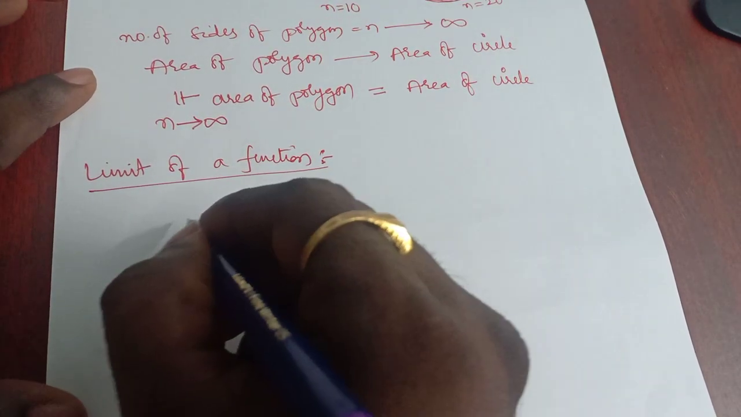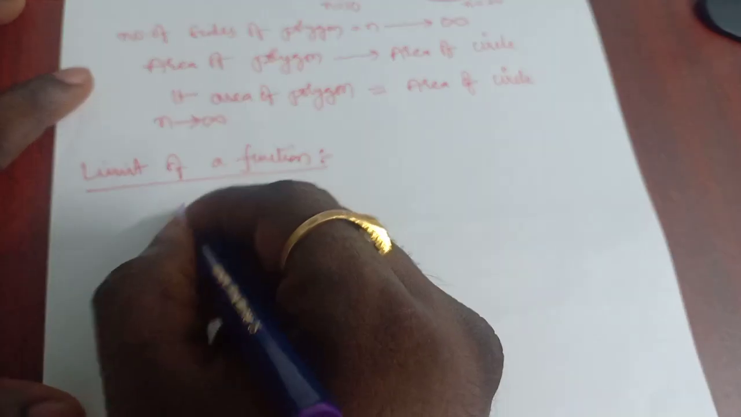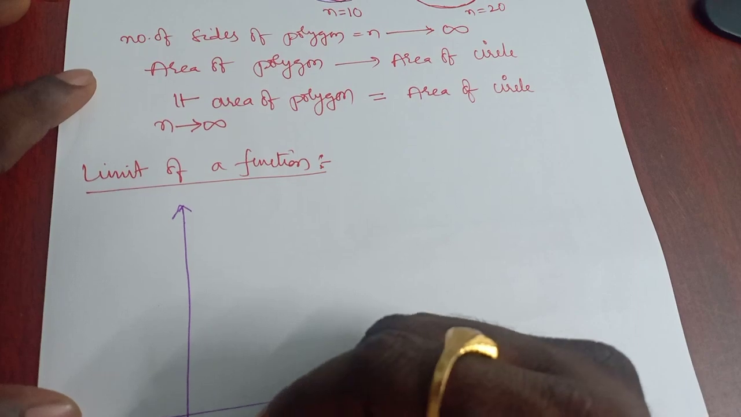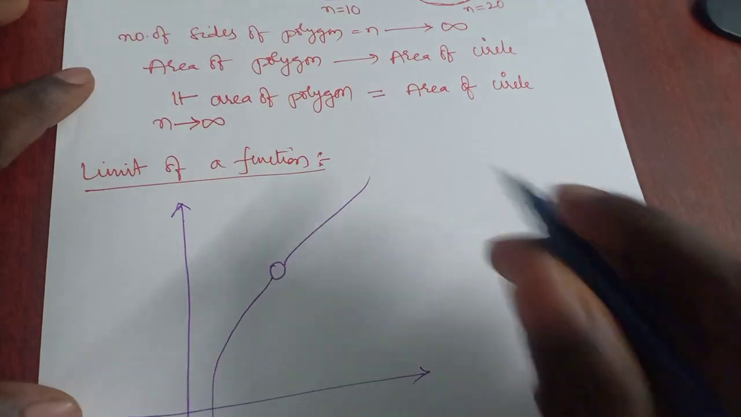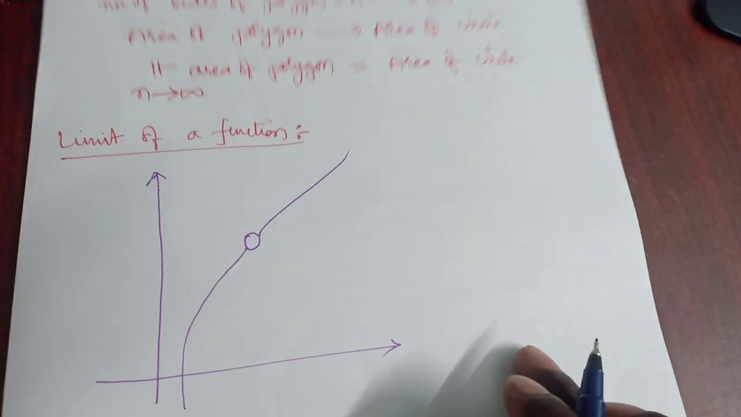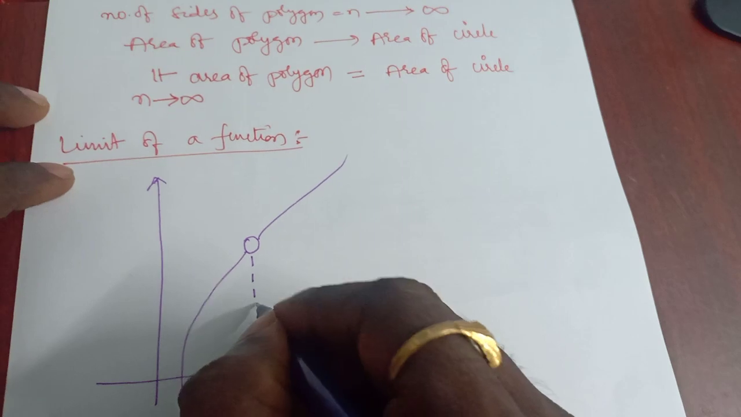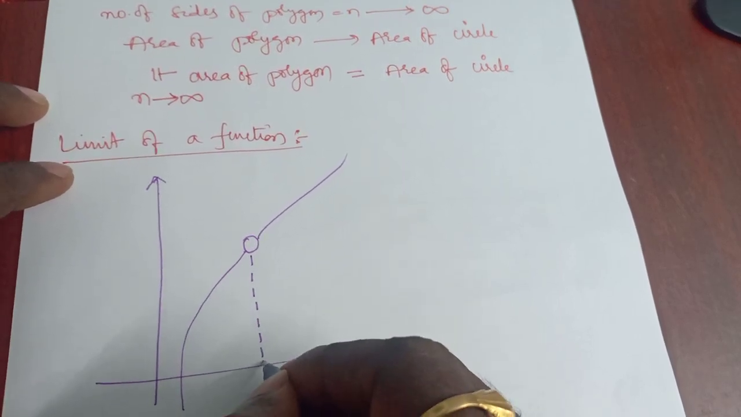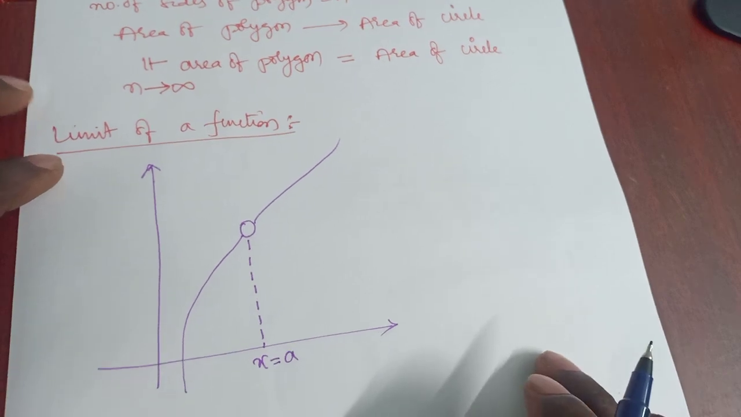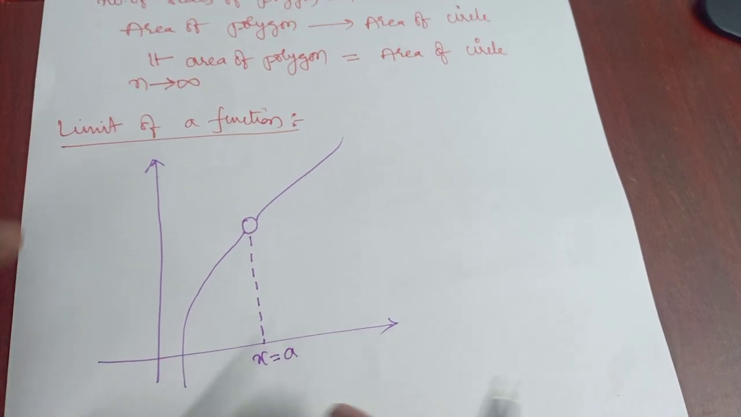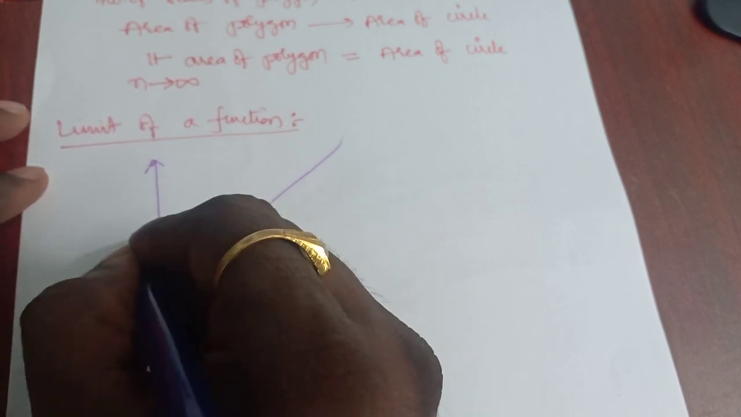Let us take a graph. Here we have to observe the tendency of the function. At x equal to a, the graph has a hole, and this is L.